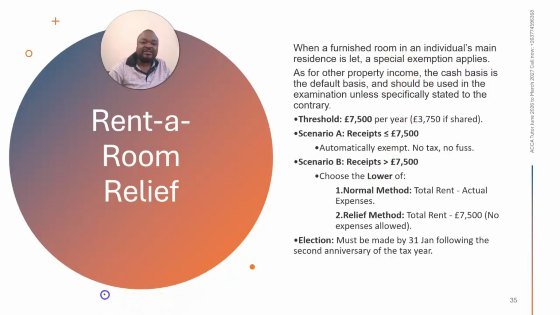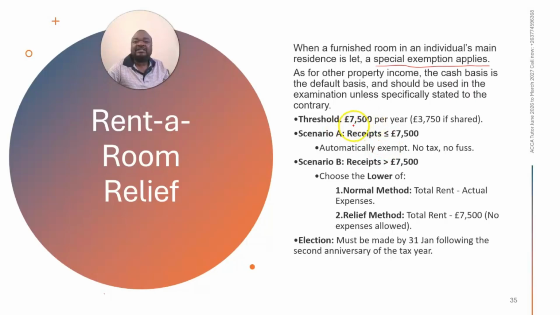There is a special exemption, which means a certain amount of money you are going to get is not going to be taxed. As for other property income, the cash basis is the default basis and should be used in the examination unless specifically stated otherwise.